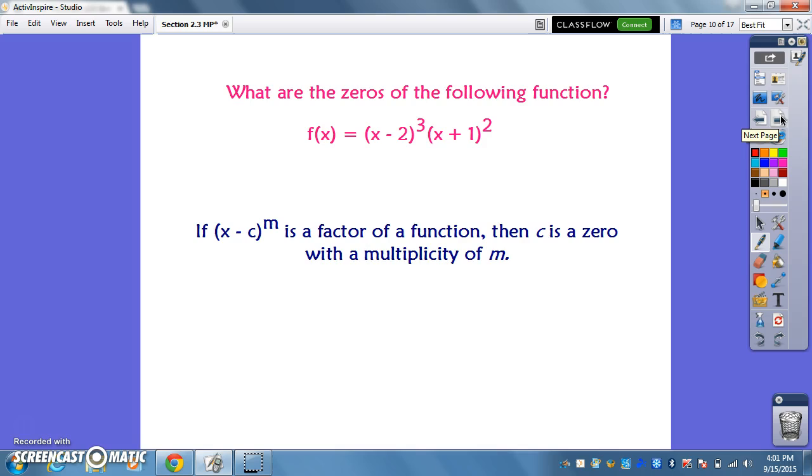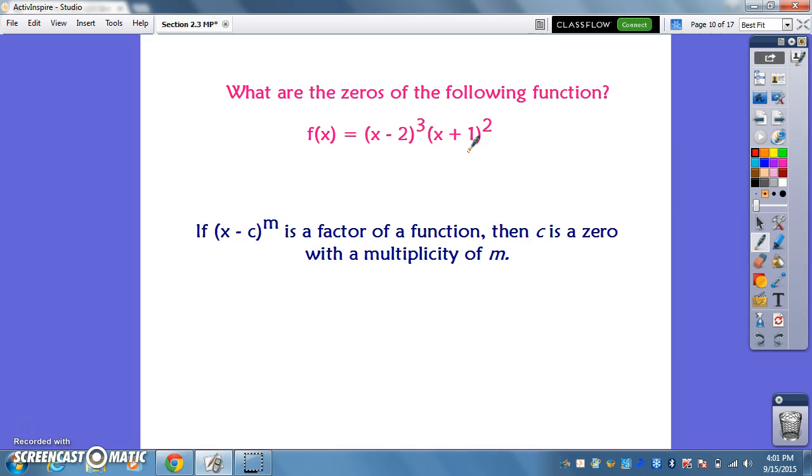Alright, one last thing that we're going to talk about on this video is something called multiplicity. Now this first function is already written in its factored form. F of x equals x minus 2, all of that cubed. That means there are actually 3 of those factors, x minus 2, x minus 2, x minus 2. And then there's this x plus 1 quantity squared, which means there are 2 of those factors. So there are actually 5 factors here, which means the degree of this function would be 5.